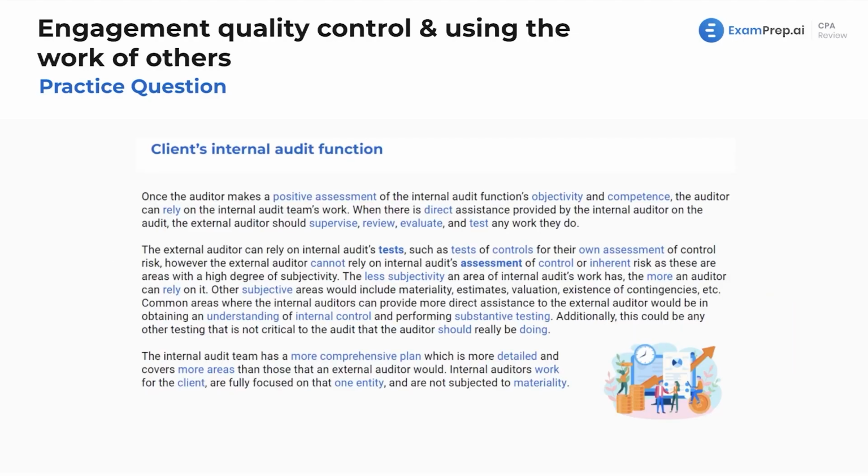So even for reference, right, take a look, read through this. This is from our lessons, right? The external auditor can rely on the internal auditor's tests, such as tests of controls for their own assessment of control risk, but it cannot be anything subjective like materiality, estimates, valuation, contingencies, anything that is subjective, meaning, right, that I might have a different answer than someone else. You cannot rely on it.